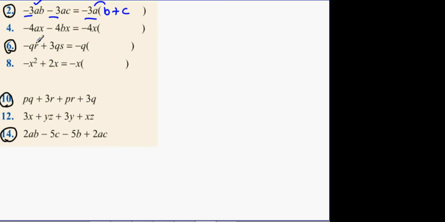For question 6, what they both have in common is q. But you can take out minus q as well. So you take out minus q, you're going to get minus q into r, because minus q times r is minus qr. And then we're going to be left with 3s. But it's going to be -3s or plus 3s. It's going to be a minus because two minuses when you multiply them together make a plus. Plus 3qs.